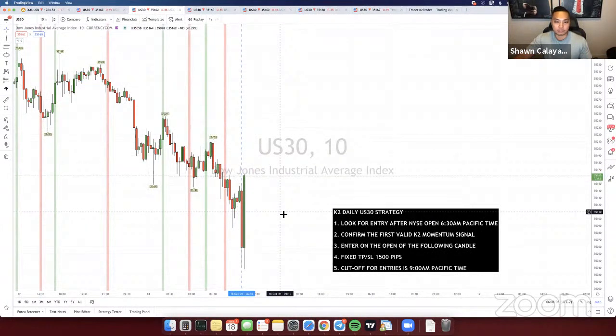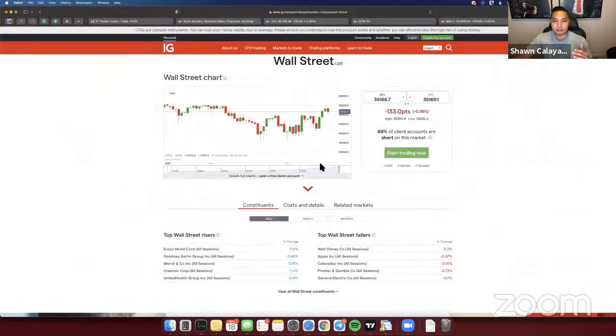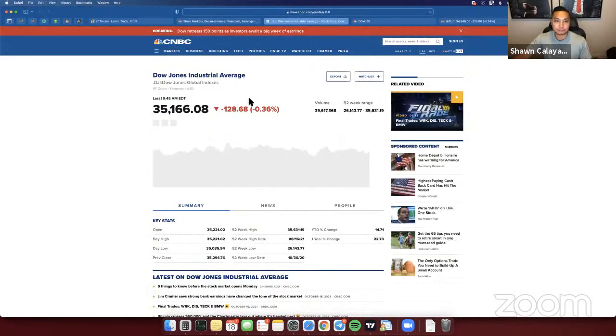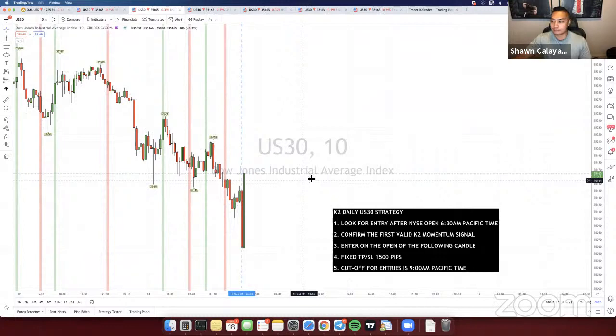But all jokes aside, first things first, look at the fundamentals. Okay. That's going to be number one. First things first, fundamentals. If the fundamentals turn green, then we'll start looking for buys. But I wouldn't just base it off the technicals here.